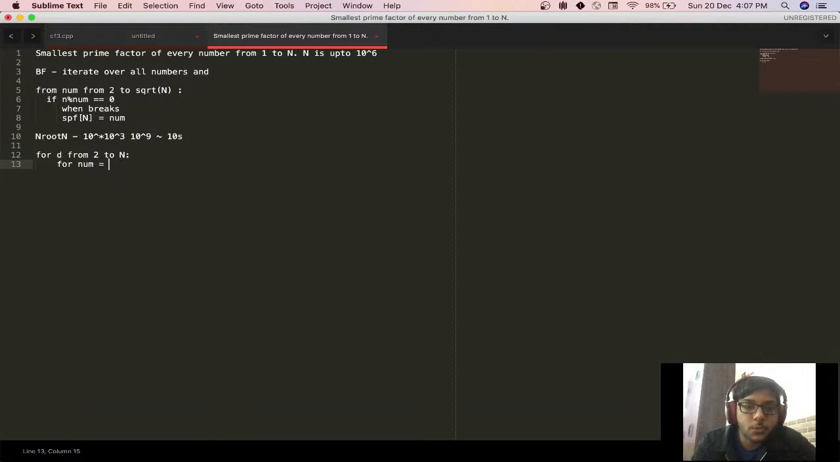So for num equal to 2d, 3d, dot dot dot, up to the closest multiple of n, so that is (n by d) into d. Okay. So this is what we did yesterday in the sieve. We fixed the numbers one by one, and then we iterated over its multiples. That is all we did in the sieve. So how is that useful? Yesterday we discussed that using the sieve we can check if a number is prime or not, right?